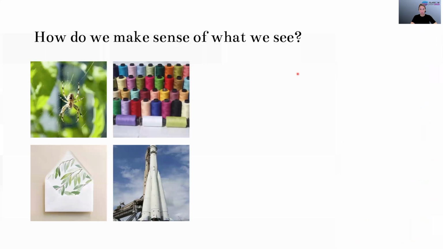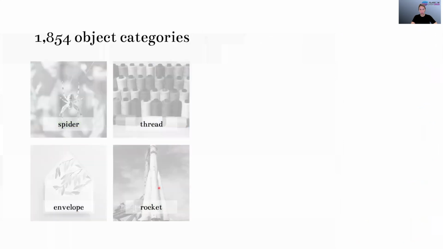If I would show you these four images and ask you what you see, you would be able to very quickly and accurately say that here you see a spider, there you see threads, here you see an envelope, and there you see a rocket. However, these are just four out of many, many object categories that you can recognize.